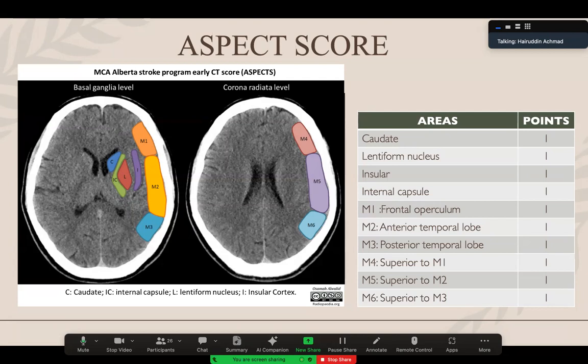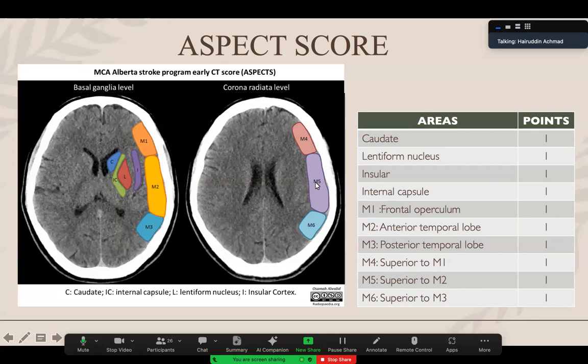For example, at the basal ganglia level, there is involvement of the insula, there's involvement of the lentiform. So you have to minus 2. So the ASPECT score for the patient would be 8. Okay. And then if you go a little bit up to the corona radiata and centrum semiovale level, you have another 3 points, which is M4, M5, and M6.